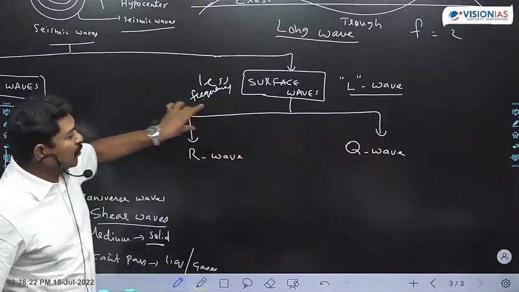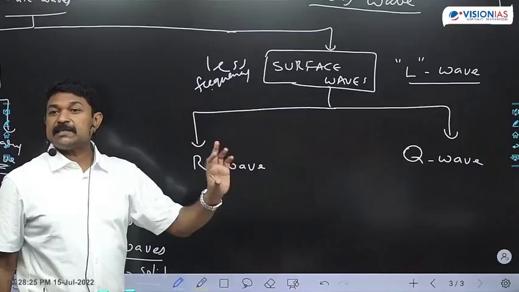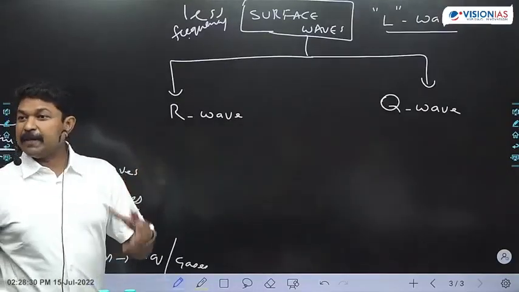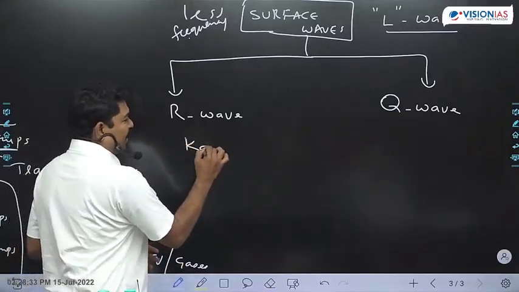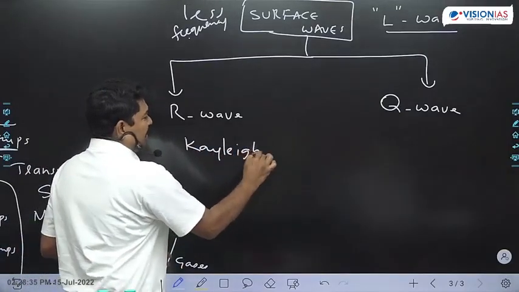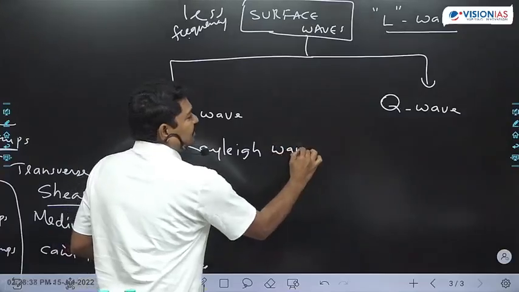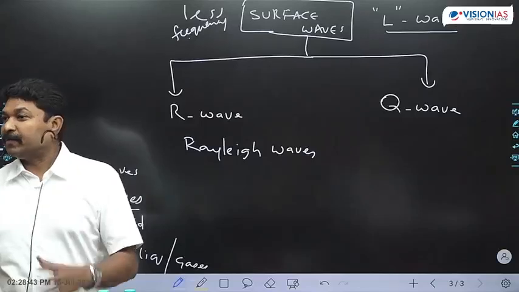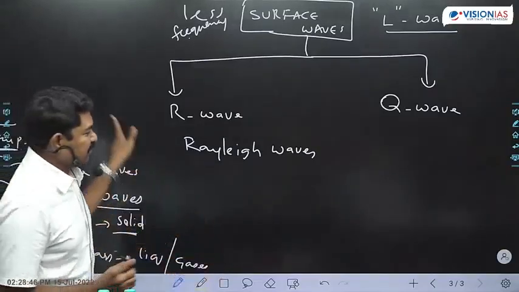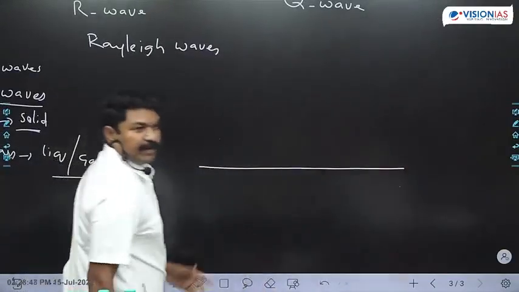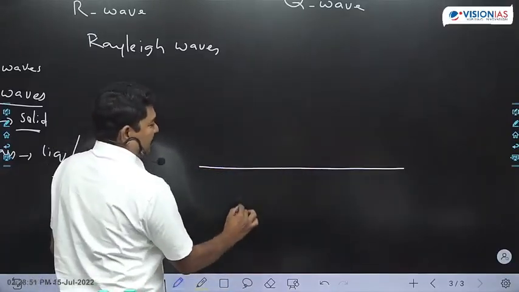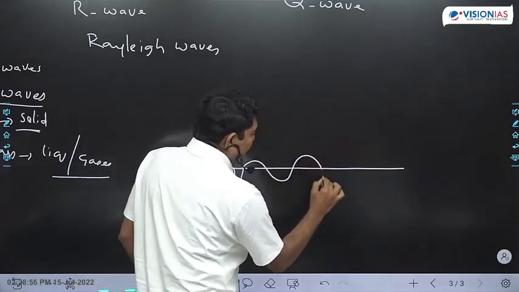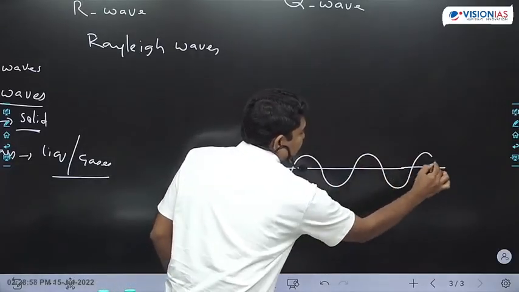Is it clear? Now, these waves are of two types. One is called the R wave, another is called the Q wave. What is the R wave? It was discovered by a very great mathematician named Mr. Rayleigh, R-A-Y-L-E-I-G-H. Rayleigh waves. In these waves, the direction of propagation is perpendicular to the surface. Suppose this is the surface. The moment the wave comes onto the surface, it turns into an R wave, and the wave will be moving up and down like this. This is the R wave.